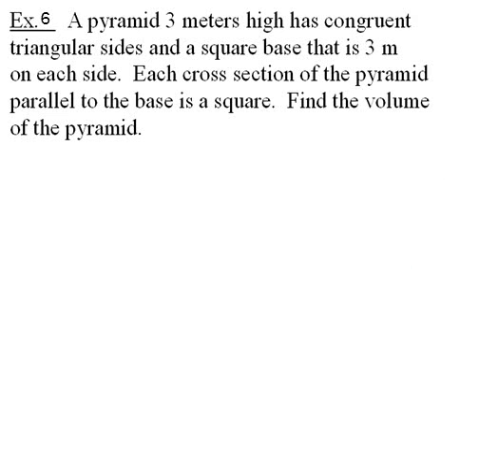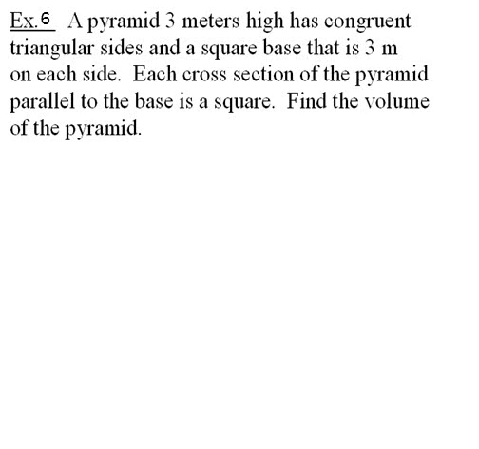In example 6, a pyramid measuring 3 meters high has congruent triangular sides and a square base measuring 3 meters on each side. Each cross-section of the pyramid parallel to the base is a square. We need to find the volume of this pyramid.